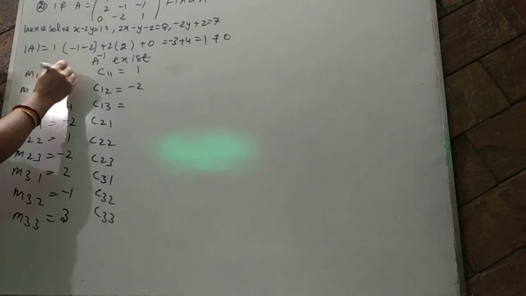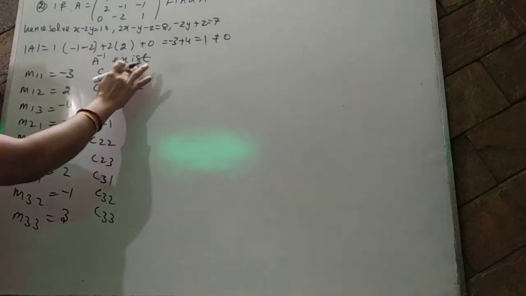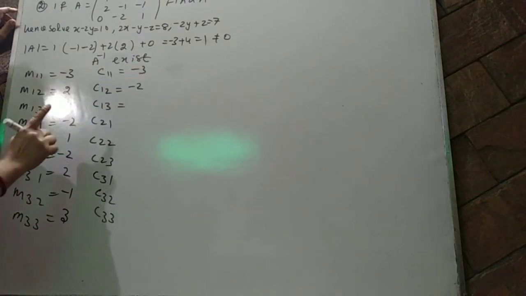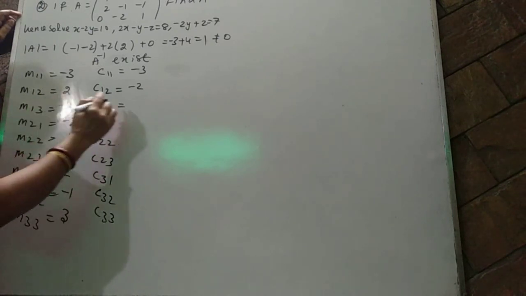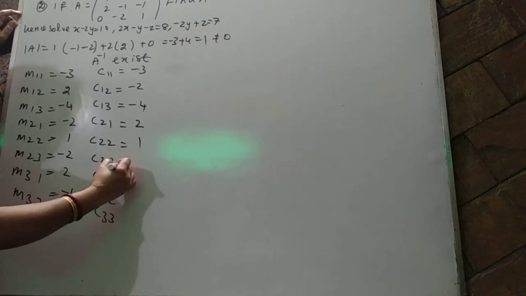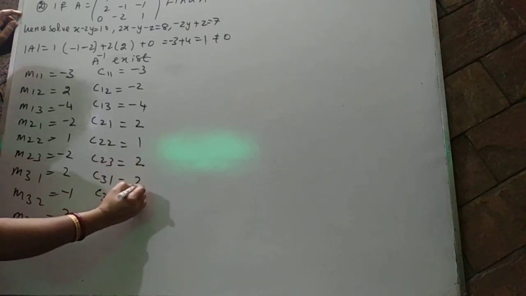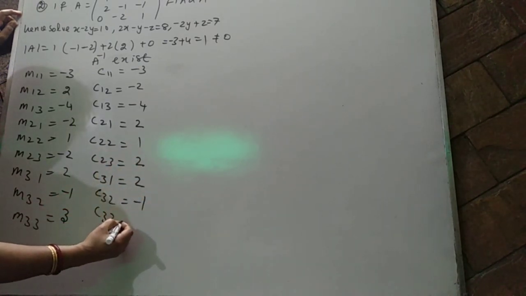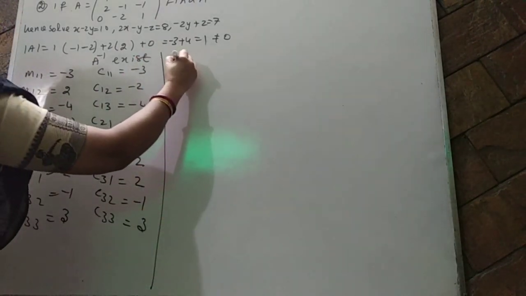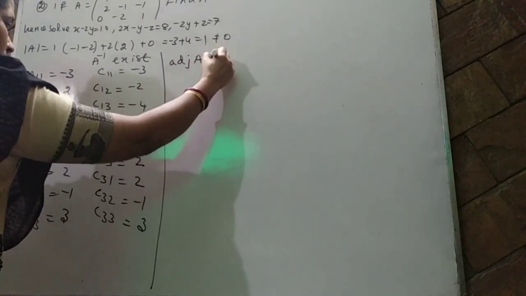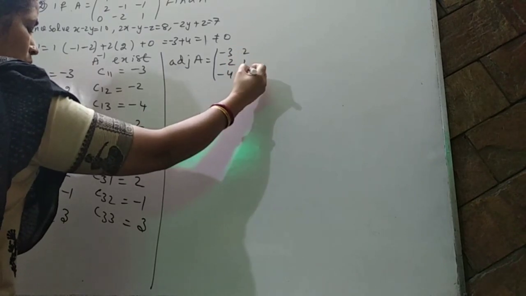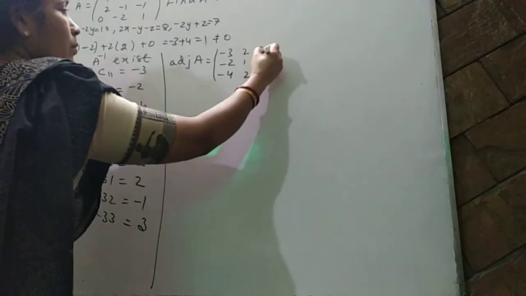Now this is also minus 3 there. Okay. Now here, beta, I told you if any one element is wrong, we will get the wrong answer. C13 we will get same sign, then this is opposite sign, same sign, opposite sign, then same sign, and then opposite sign, minus 1, same sign, that is equal to 3. Now what we are getting here, adjoint of A equal to minus 3, minus 2, minus 4, 2, 1, 2, and then 2, minus 1, 3.